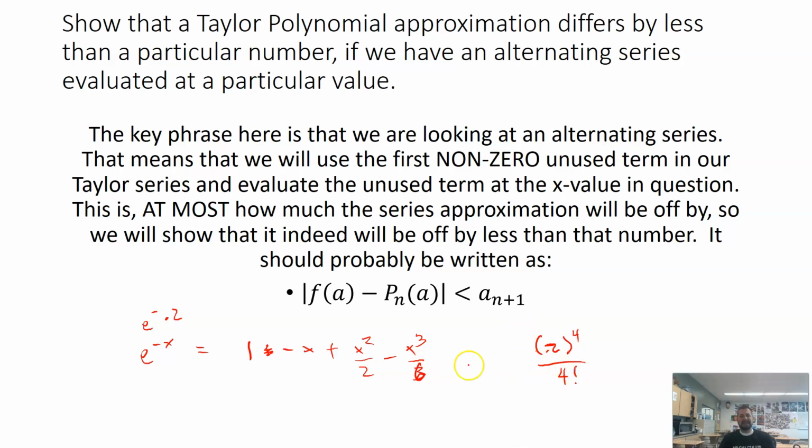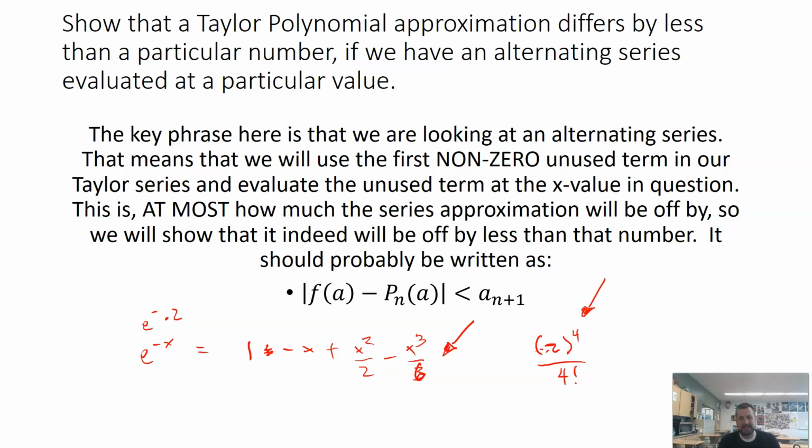So the next unused term, notice I finished at the third term, okay, or the fourth term, the third power. At most, my series is going to be off by, oops, and this would be negative 0.2, not that it matters. At most, it would be off by that amount. In other words, anytime we look at a Taylor polynomial approximation, you'll usually be asked how much is it off by. And if you're looking at an alternating series, you just say, oh, what is the next unused term in that series? Plug the x value in, and that is at most how much you will be off by in that alternating series.